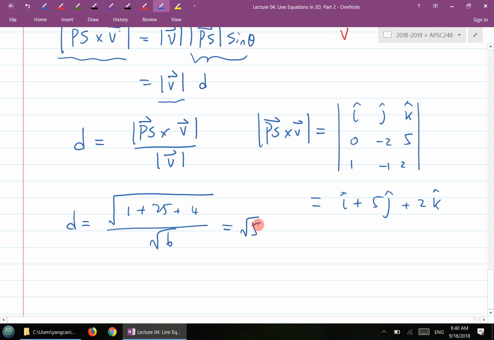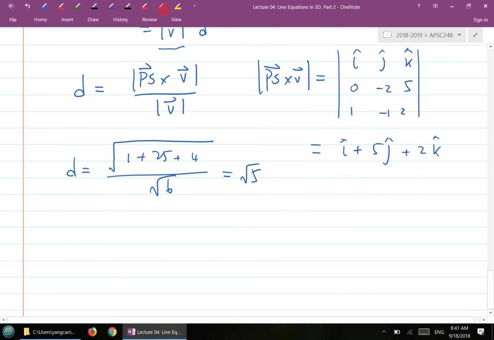Okay, I want to dig into this method a little bit deeper. Actually, I want to relate it to one of the examples we did in the previous lecture. Let me do this. Here is my PS vector. Here is the V vector, and that's what we're using in this example. Now I'm going to create a parallelogram. Here's the parallelogram I created.